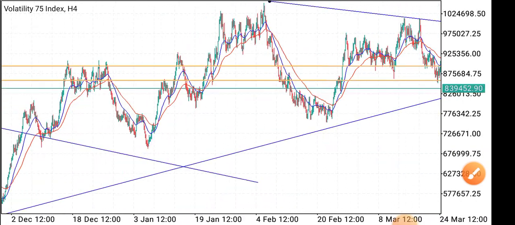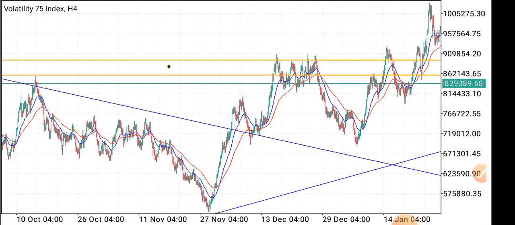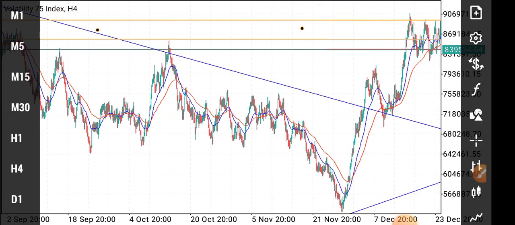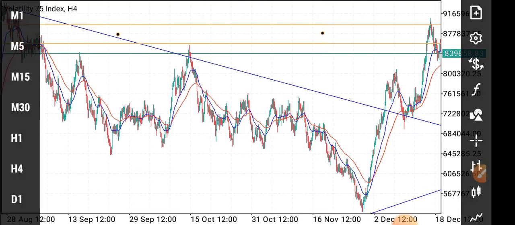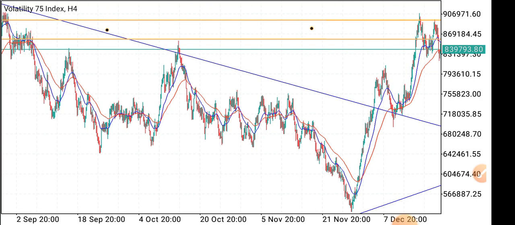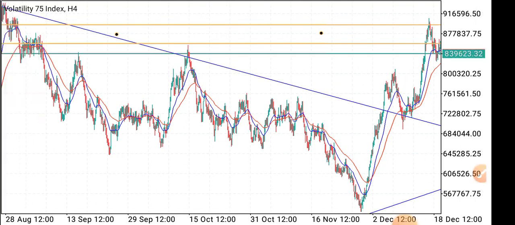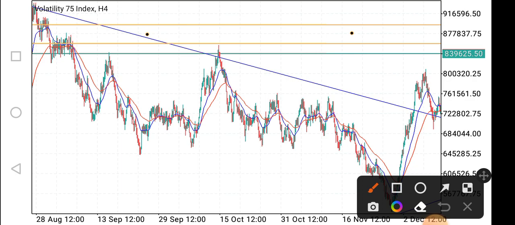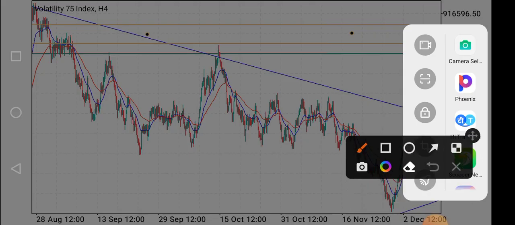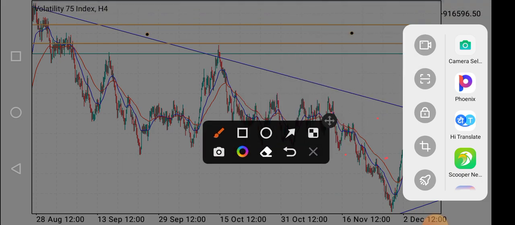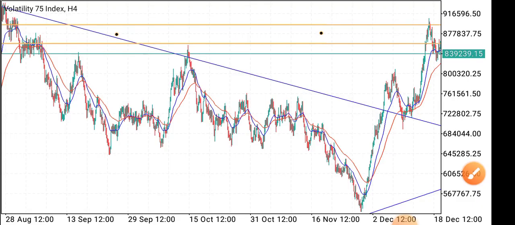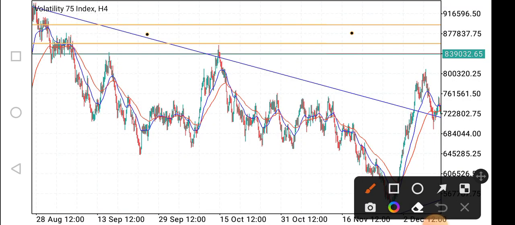So let's just back test it. You can see the spots. So this is the spot. Okay, hold on a second. So this is the spot. So you can see this spot right here now.